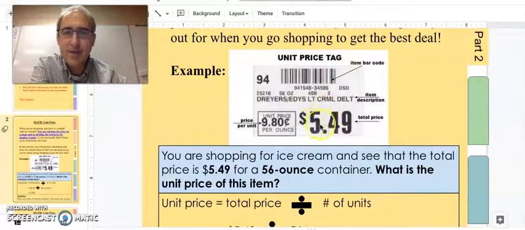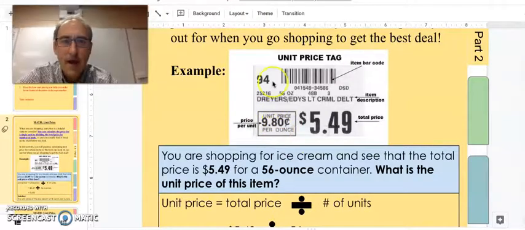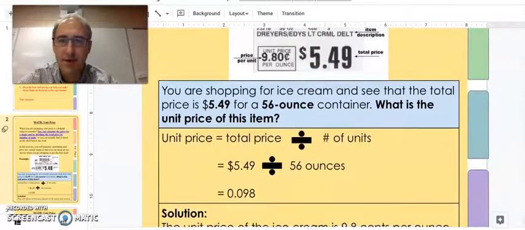Here's a price tag. This here is the total price, and then a lot of stores have this price per unit on there, but we want you to be able to calculate that as well. This is not always accurate, I've found. And here you can see that there's 56 ounces. That's the number of units we're going to be calculating. So let's look down here where it describes it a little better.